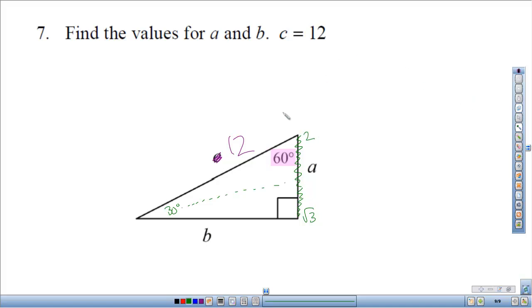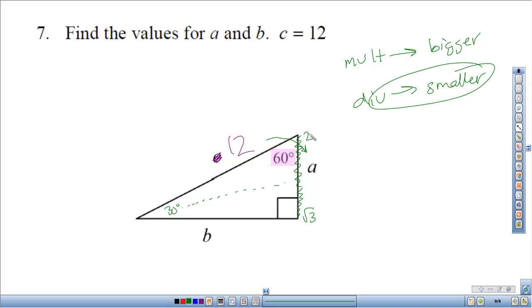And what I tell them is you multiply by that magic number if you're going bigger, and you divide by that magic number if you need to make the side smaller. Okay, so here's the 12, it's the hypotenuse, and I am going to the short side. So you tell me, are we going bigger or smaller? Well, that 12 is way bigger than this A side, so we are going smaller, and that means I have to take this 2 and divide by it. Okay, so what is 12 divided by 2? Well, it's 6, so there's my first answer.